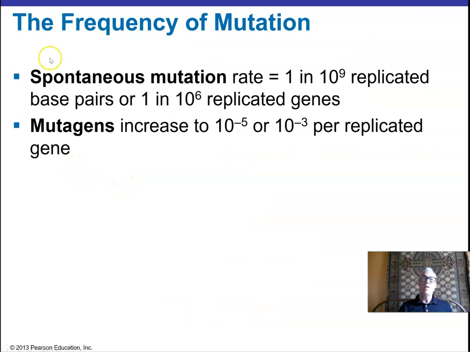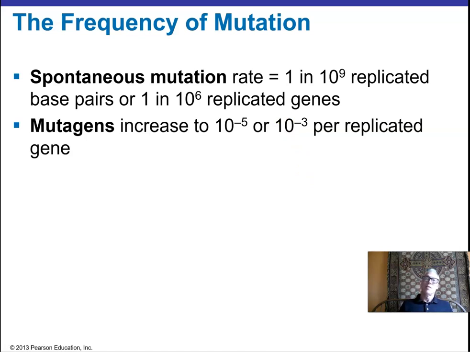What's the frequency of mutations? Well, spontaneous mutation rate depends on the organism, but about 1 in every 10 to the 9th base pairs that's replicated, or 1 in every 10 to the 6th genes, right? Because every 3 bases produces a codon. Mutagens are chemicals that can increase that rate from 10 to the -5 to 10 to the -3 per replicated gene.